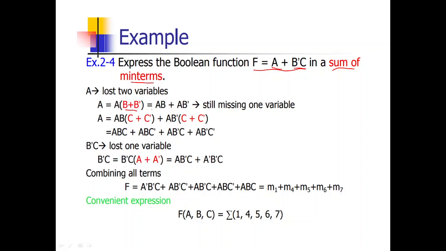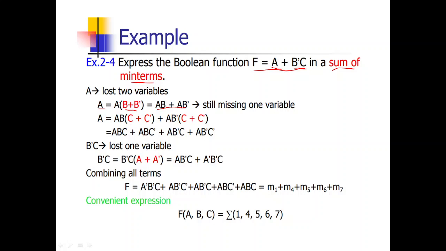Okay, after including this, we have to apply the distributive law here. So A into (B plus B dash) can be written as AB plus AB dash, right? So see here, we had only one term, and after including the missing variable, one variable only, we are able to get two terms. Still we have the missing variable C here.